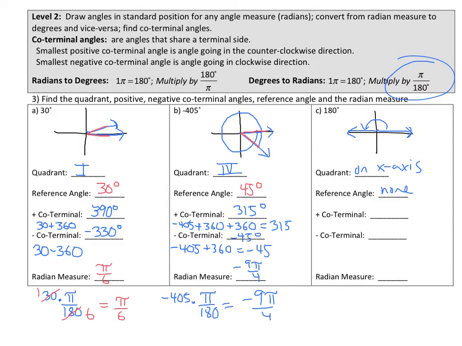Its positive coterminal angle, if we do 180 plus 360, we get 540 degrees. And the negative coterminal angle, if we did 180 minus 360, the first negative angle we would get would be negative 180. And the radian measure, 180 times pi over 180 is just pi.